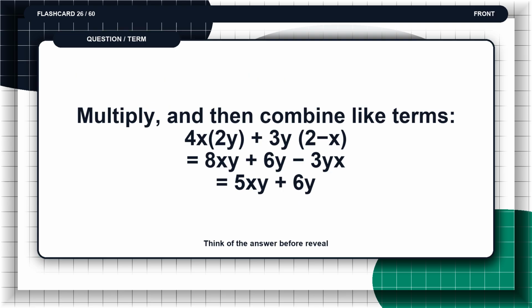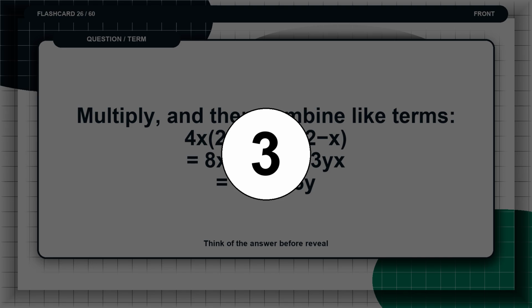Flashcard 26. Multiply and then combine like terms. 4x squared y plus 3y squared minus x equals 8xy plus 6y minus 3x equals 5xy plus 6y. Think of the answer before the reveal.